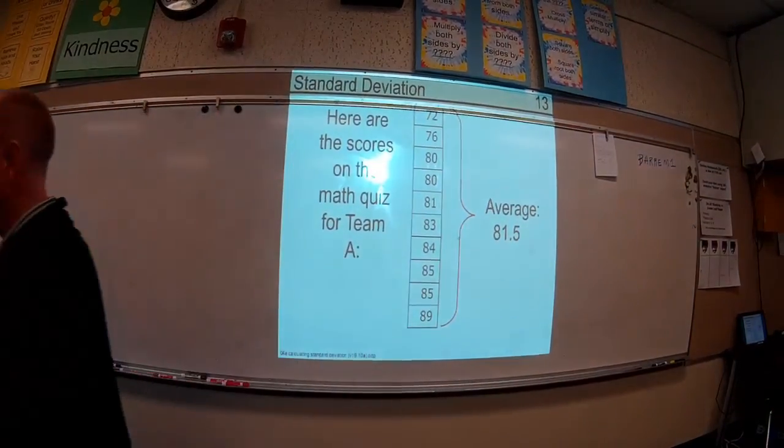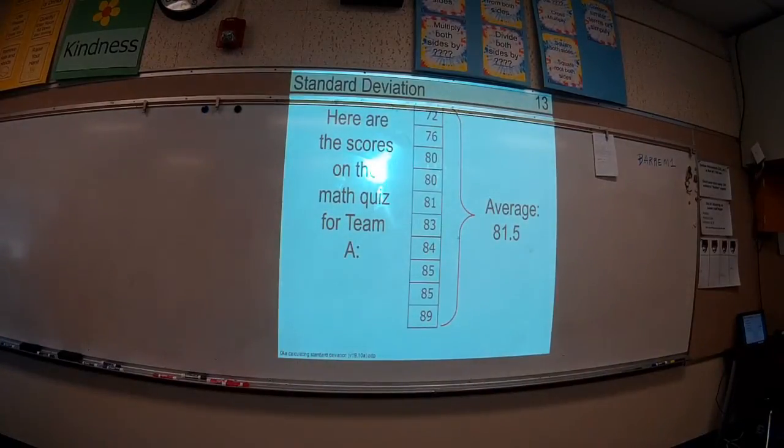Okay, in your notebook, using the lines of your paper, we're going to make a big table. Data. And now down under this, using the lines of your paper, give me those 10 values. Can you read them to me, Jordan? 72, 76, 80, 80, 81, 83, 84, 85, 85, and 89.